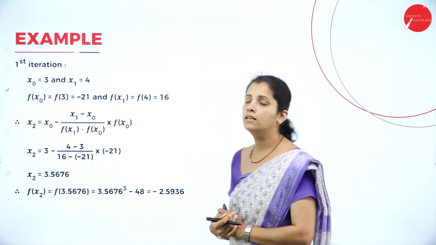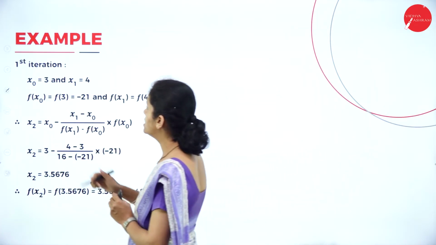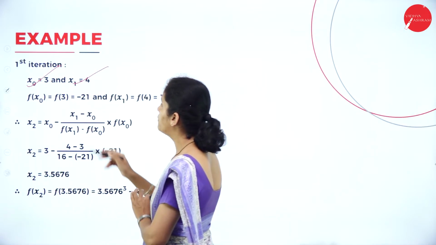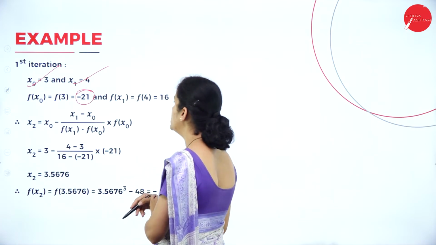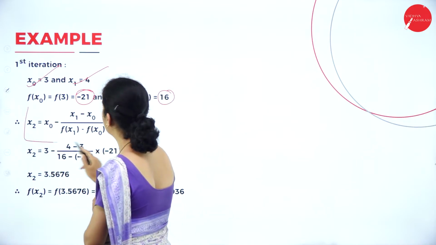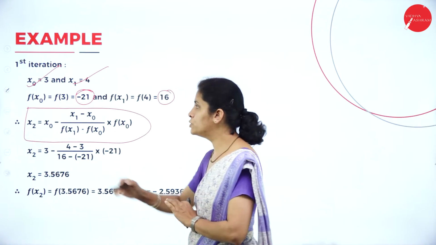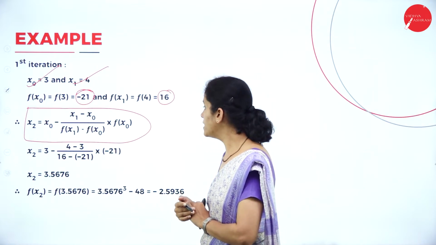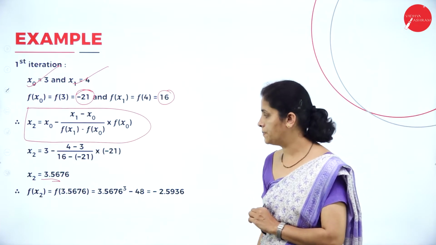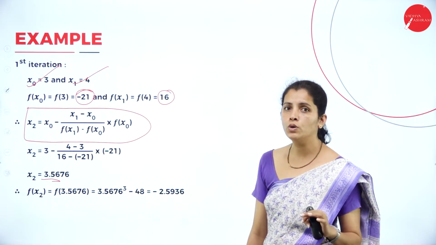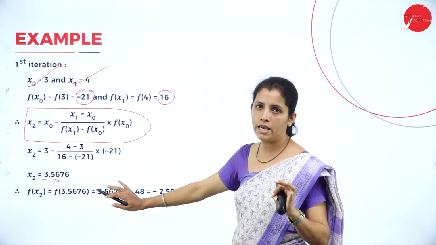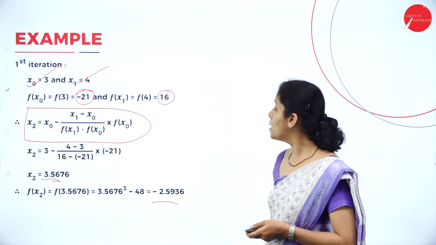Now, dear student, in my first iteration, see here, I got x naught equal to 3 and x1 equal to 4. And f of x naught is minus 21 and f of x1 is 16. This is my secant method formula. Now I'm going to substitute all the values together and I'm going to get the answer, that is 3.5676. Now I just want to find f of x2. And I'll substitute all the things in my equation and I'm going to get the answer minus 2.5936.